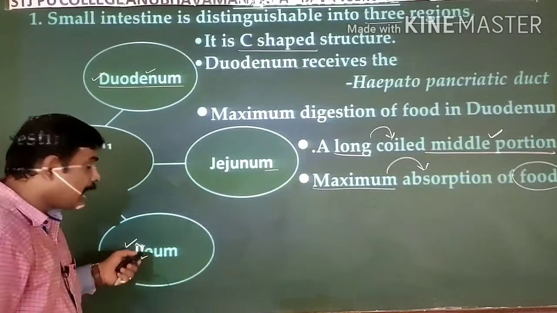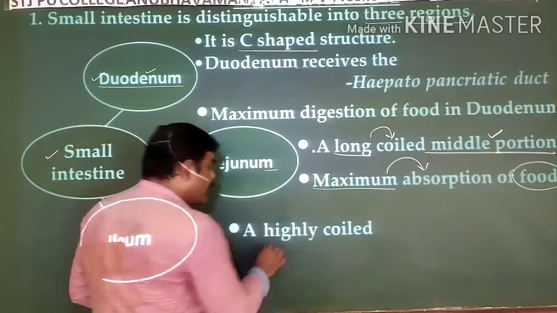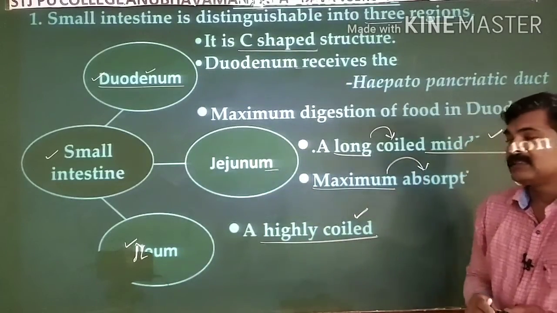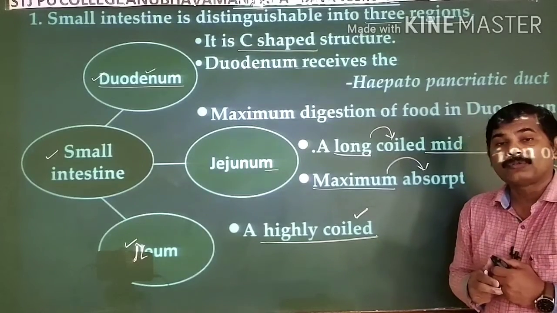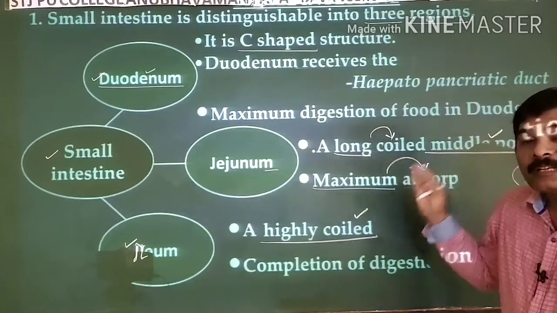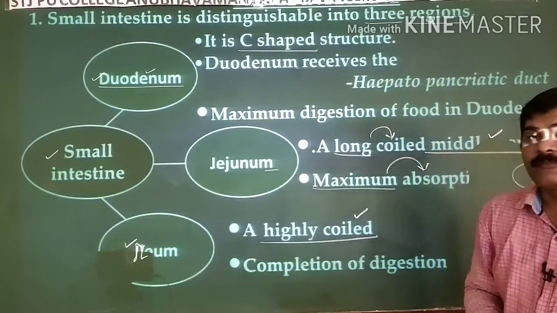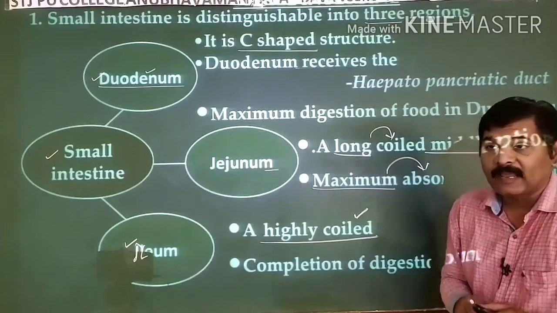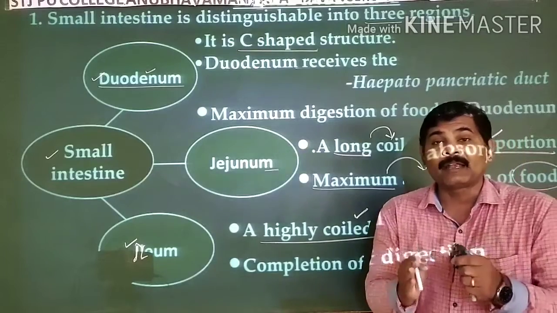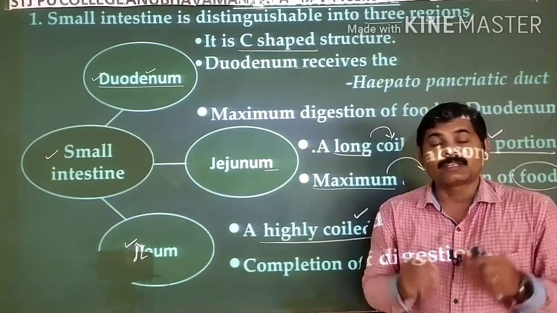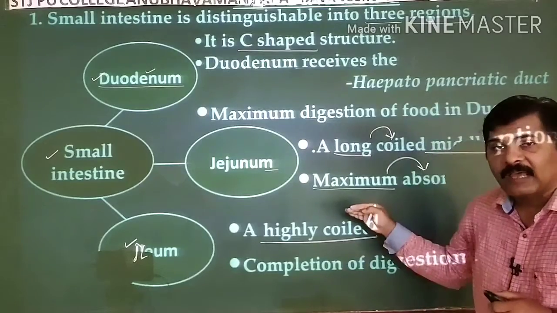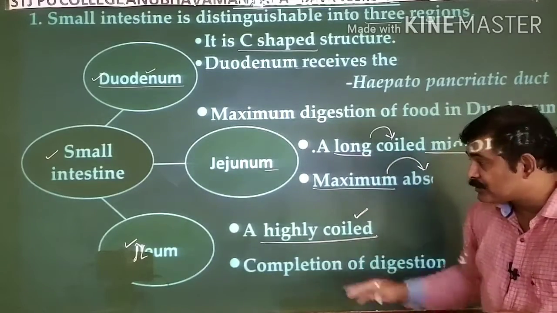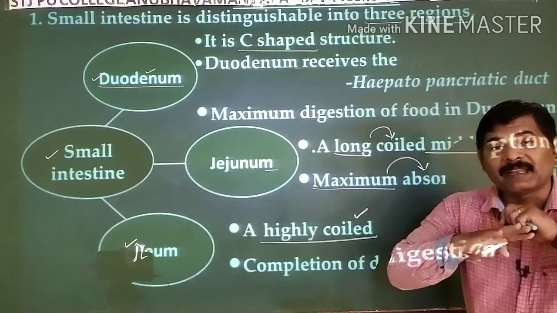Clear? Coming to the ileum, it is a highly coiled structure. Another important point related to this is that the completion of digestion takes place within the ileum itself. There will be an important question in this regard: in which part of your digestive system is the digestion mechanism completed? If the options include the small intestine, then the small intestine is the answer. By the time the food reaches the ileum, the digestion of the food is complete.